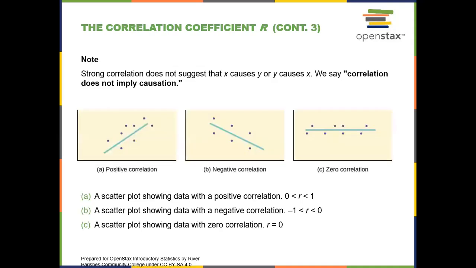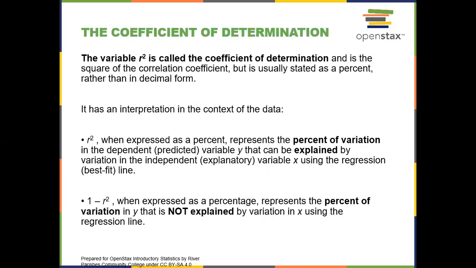Strong correlation does not suggest that X causes Y or Y causes X. We say that correlation does not imply causation. So the first case is R between 0 and 1. The second case, R is between -1 and 0. The third case, R is close to 0.